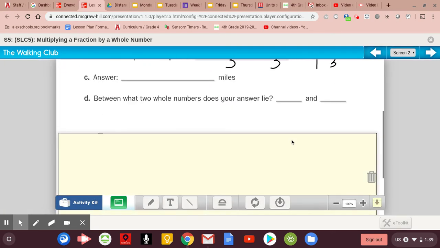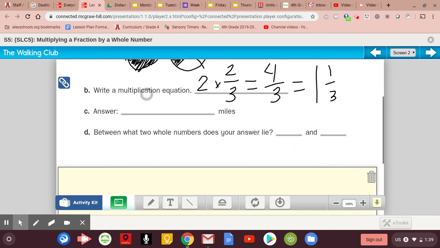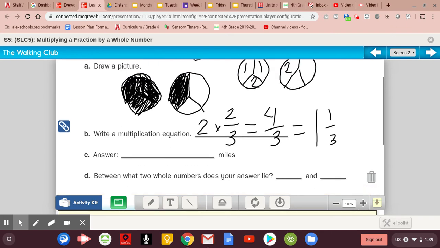Oh, I just scrolled down. Okay, so the answer here is 1 1/3 miles. If you left it at 4/3, that would be okay, but I would really like you to simplify it to that 1 1/3. Simplify it down. And then it says, between what two whole numbers does your answer lie?